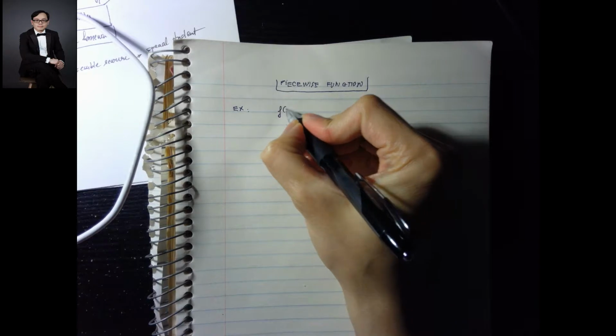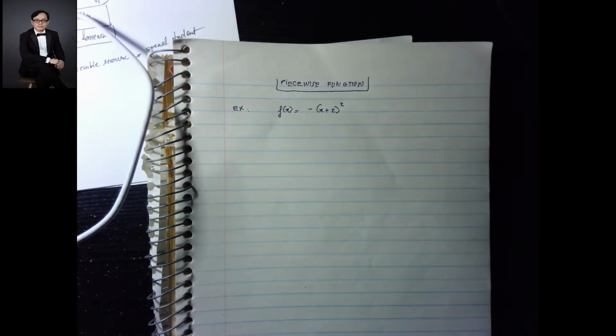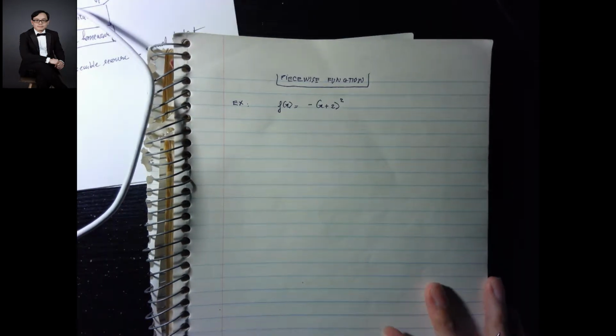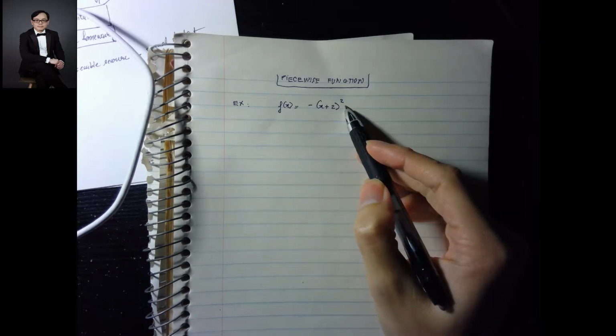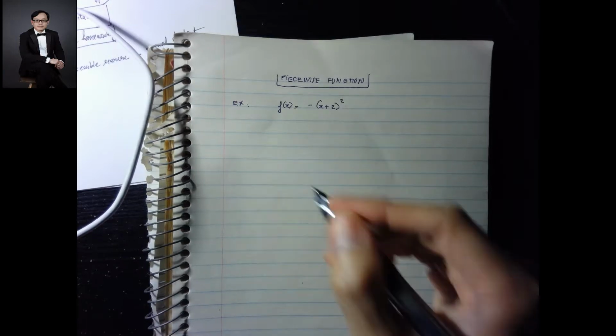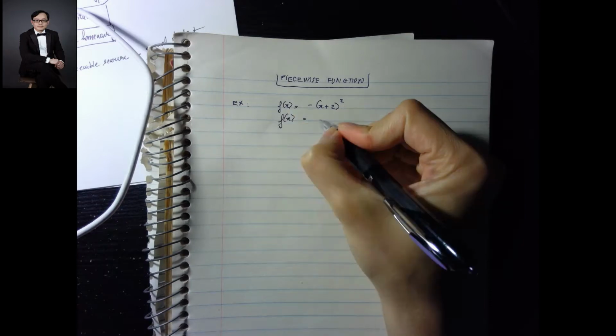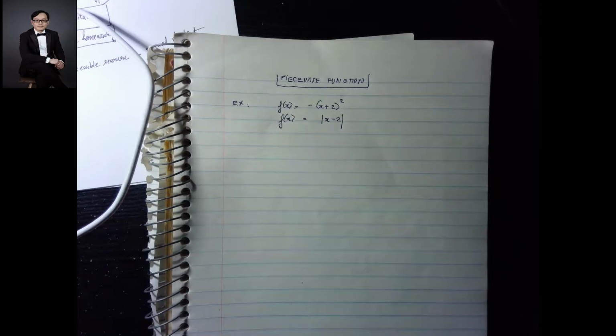The first function I have is negative (x plus 2) squared. You know this is a quadratic function because it's second degree, and the domain of this function is defined on the real numbers, from negative infinity to positive infinity. Another function I want to take a look at is the absolute value function.